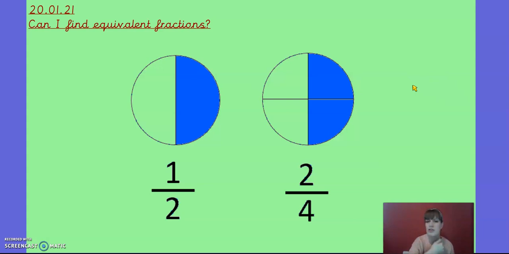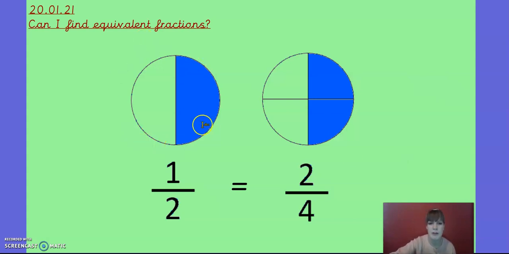On here, I've got two fractions and they are equivalent fractions. So they are the same. Oops, I want that one to be an equal sign there. We normally put an equal sign between our equivalent fractions. So they look different. I've got a half and I've got 2/4. They look different, don't they? And you're thinking, well, how are they the same then if they look different? And they've got different numbers.